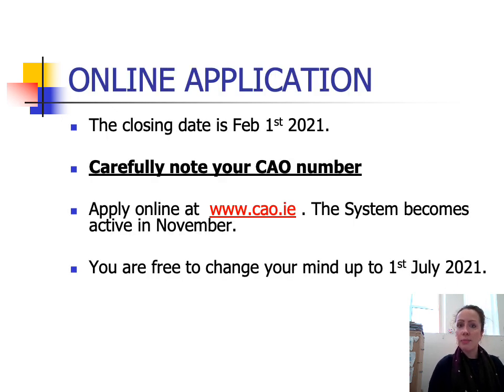The closing date is February 1st, 2021. Carefully note your CAO number and apply online at CAO. The system becomes active in November. It became active on the 5th of November. And you're free to change your mind up until the 1st of July.